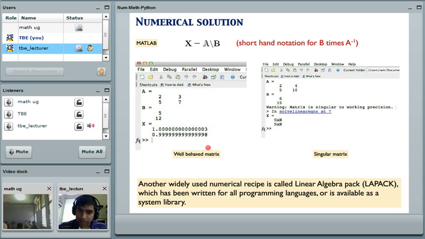And these numerical methods have been known for a very, very long time. And most of you must have heard about this package called LAPACK, which is the linear algebra package.